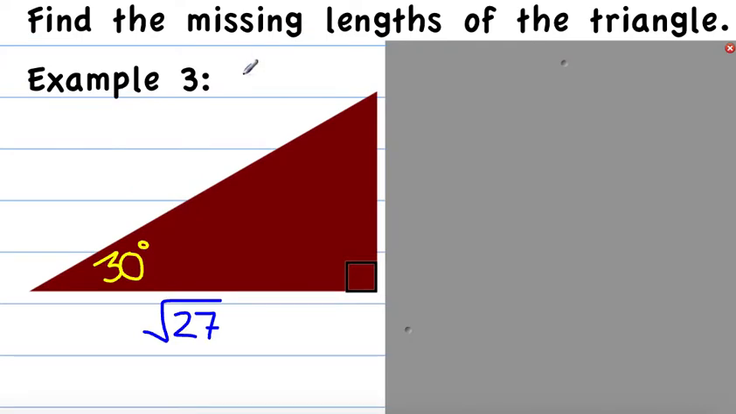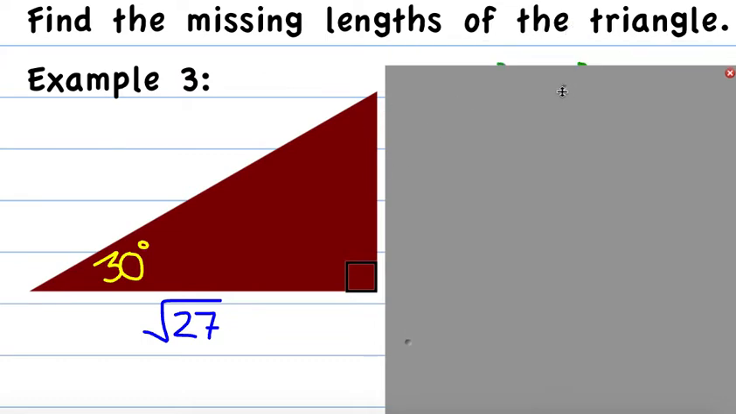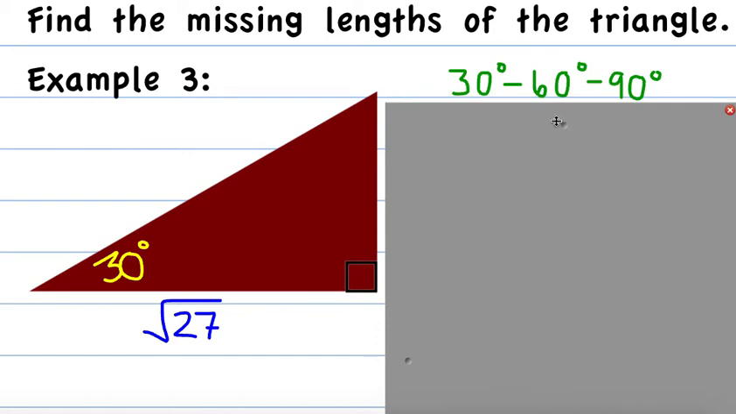Find the missing lengths of the triangle. This one is a more challenging problem because at first we know that it's a 30-60-90 by just looking at the measurements given, but the side length given is the square root of 27, and that can be confusing. But since we've been practicing simplifying radicals, let's go ahead and do that. Let's look for a perfect square within 27.